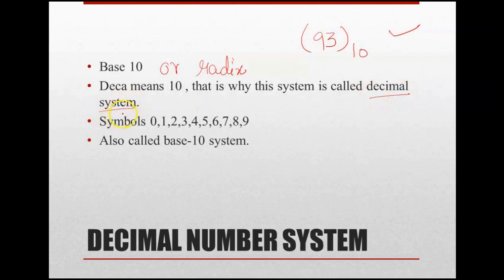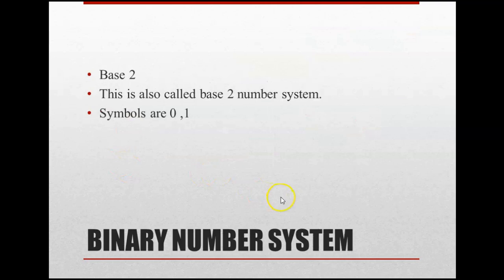And if you check the number of symbols, we have in total 10 symbols which are between 0 to 9. 0 is included, so 1, 2, up to 9 and then 0. So 10 total symbols which we are using to represent a decimal number system. This is also called the base 10 number system. You can see I have given 10 or radix 10. So this is the decimal number system. What you have to remember is that the symbols we use to represent a decimal number are from 0 to 9.